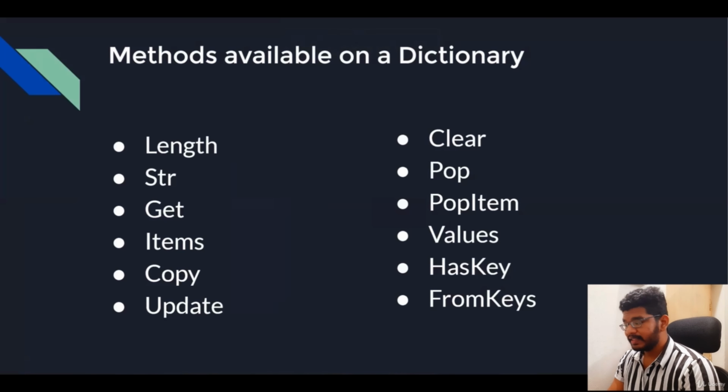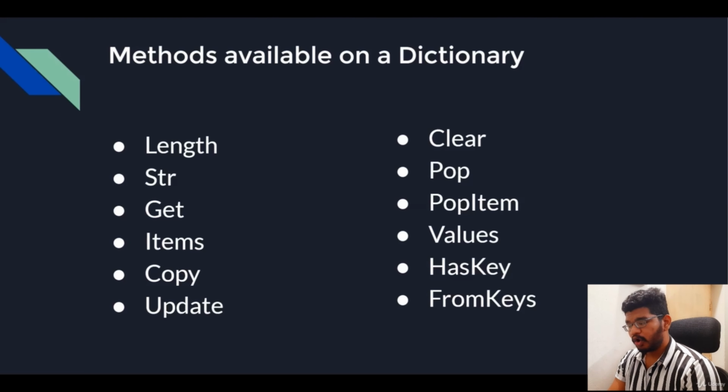And get will get the items. If the key is present, it will get the item, and if the key is not present, it will show us some default value. You can use this get to get the values of particular keys.